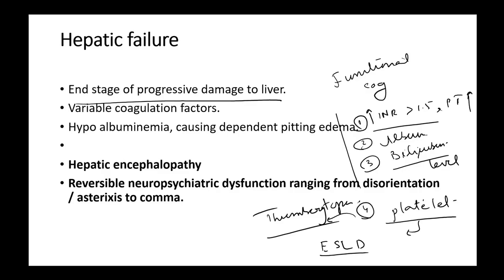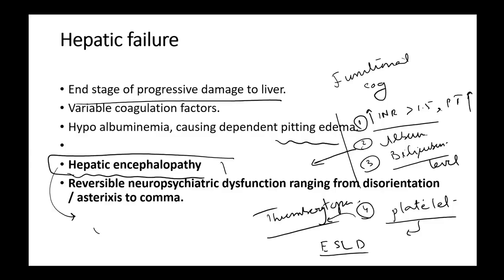Because their albumin level is low, that will result in decrease oncotic pressure, and that can cause pitting edema. They can have anasarca, edema of the whole body. Next is hepatic encephalopathy. It's basically change in mental status, altered mental status because of increased ammonia level.